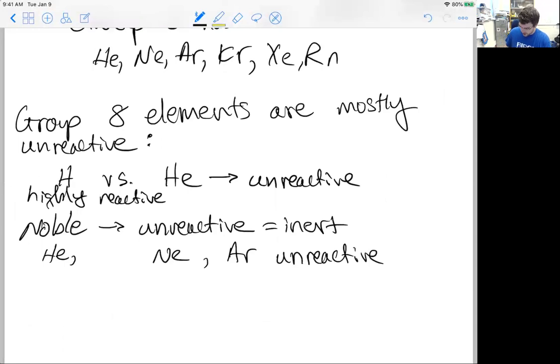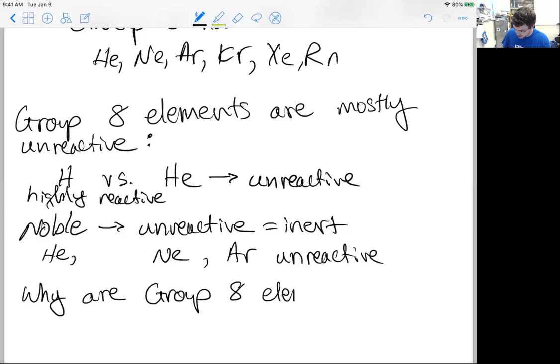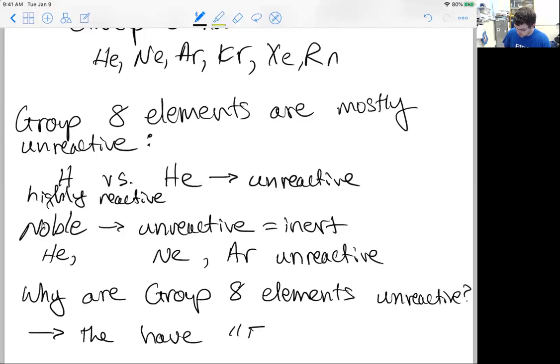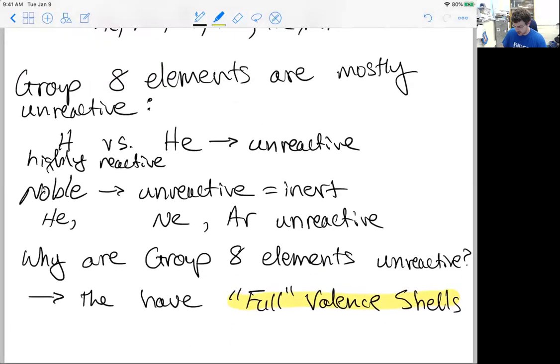Now, the reason why they are unreactive is related to our discussion. So why are they unreactive? They have, quote, full valence shells. Full valence shells. Now that's an important term to appreciate. That is to say, if you look at the helium electron configuration, it's 1s2. That first shell for helium is full.